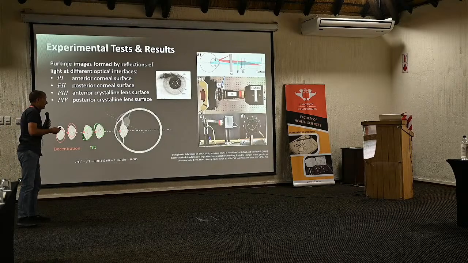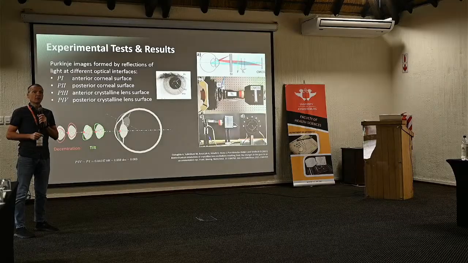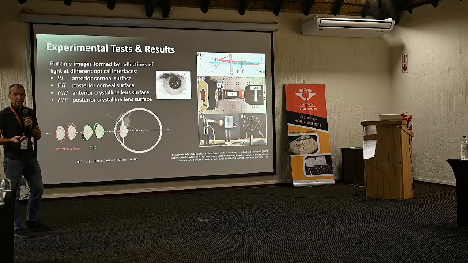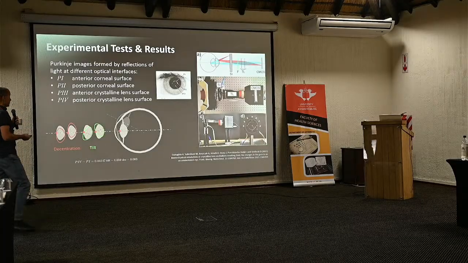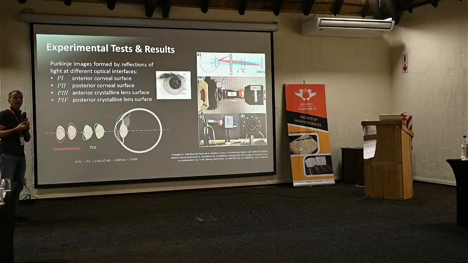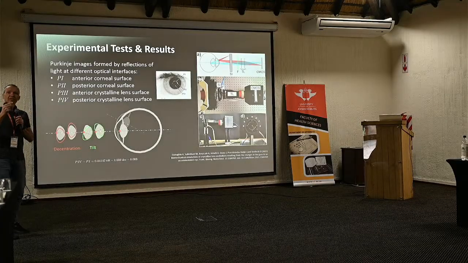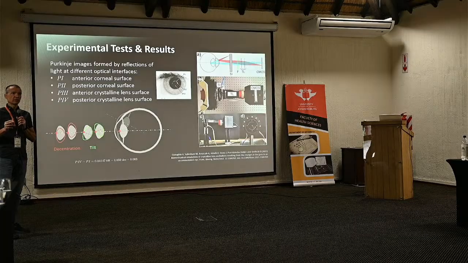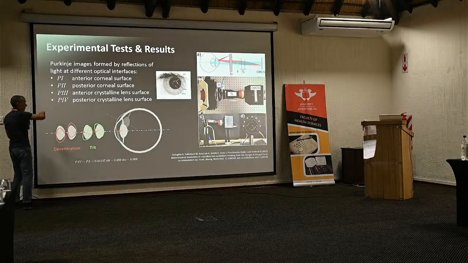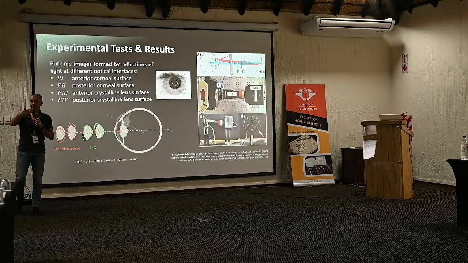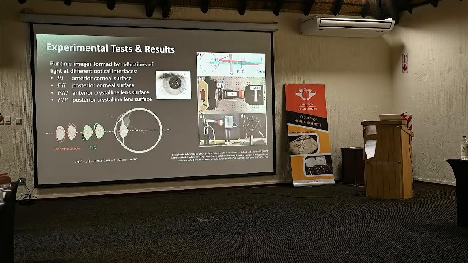Basically, it's made by a light source providing a semi-arc of points, and these light points are reflected in the different optical surfaces. Here is the definition of the different points that are analyzed, and we are focusing on the relative position of two of them, P4 and P1, in the anterior part of the cornea and in the posterior part of the lens.